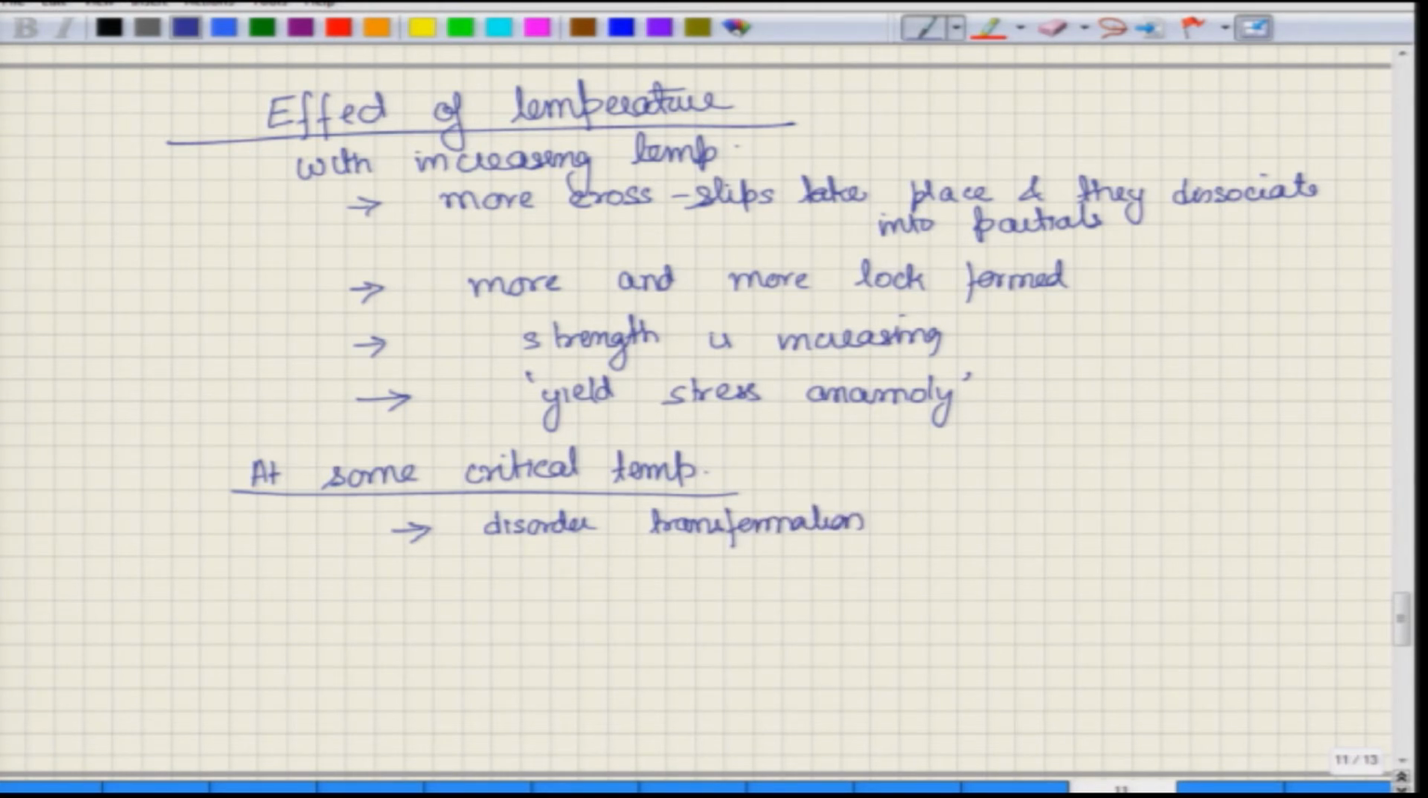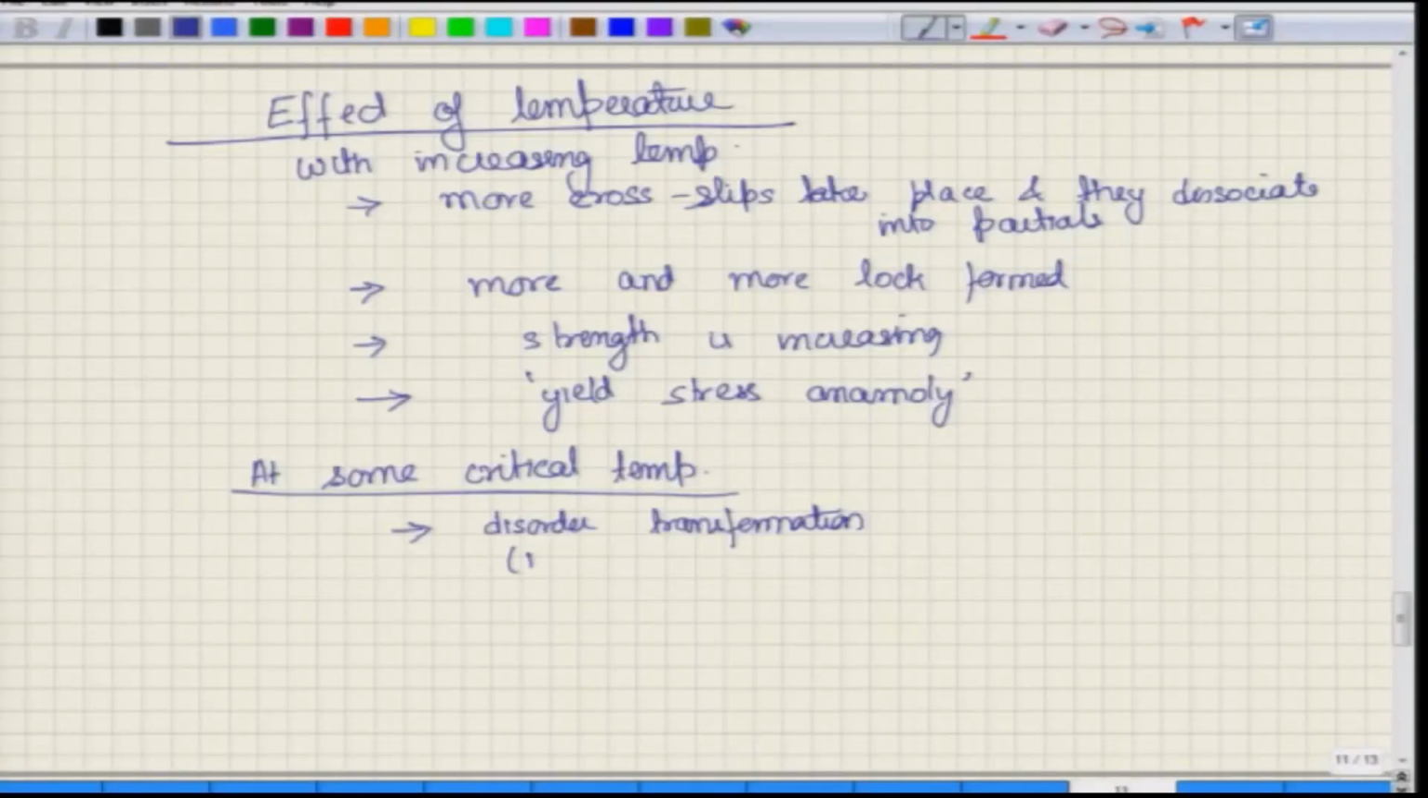Meaning now it is no more acting like an L12 structure, it is only acting like an FCC structure, and in FCC we know that something like this does not happen. There is no Kear-Wilsdorf lock, meaning it acts more like FCC and hence locks are not applicable anymore.